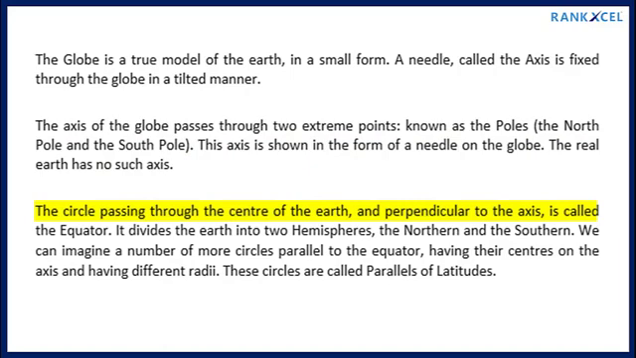The circle passing through the center of the Earth, and perpendicular to the axis, is called the equator. It divides the Earth into two hemispheres, the northern and the southern. We can imagine a number of more circles parallel to the equator, having their centers on the axis and having different radii. These circles are called parallels of latitudes.